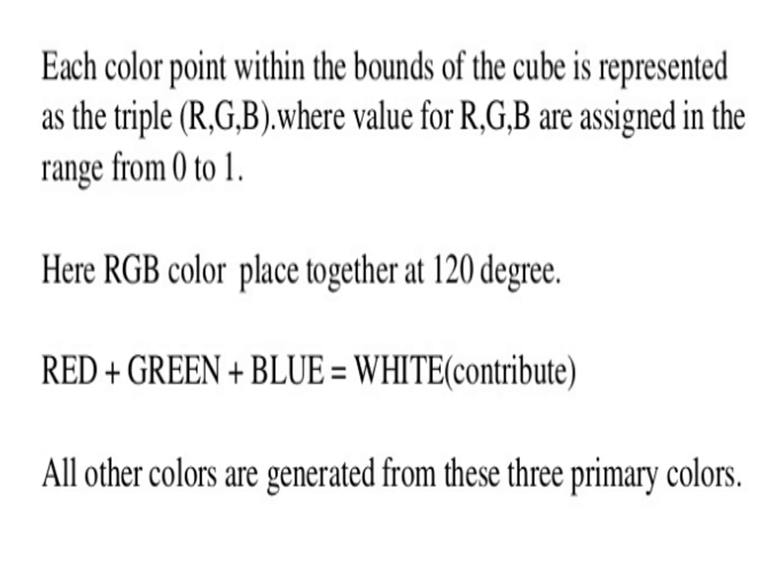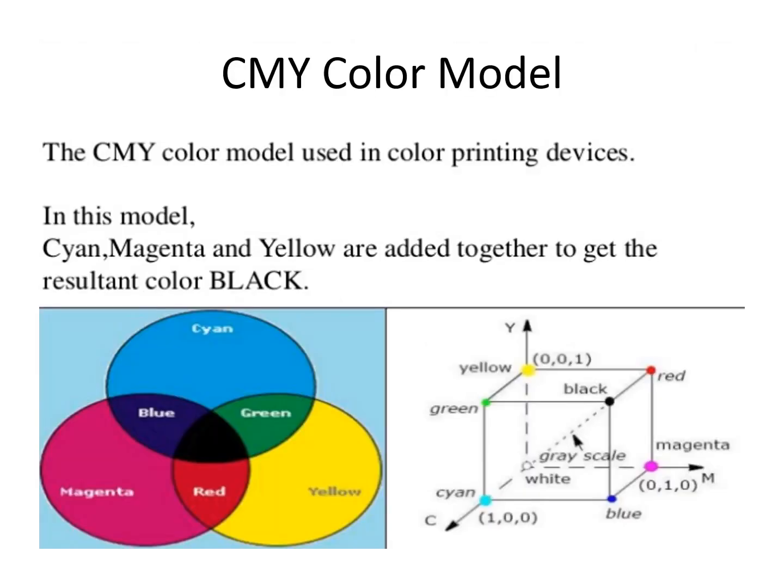So each color point within the bounds of the cube is represented as a triple and the values of RGB are assigned in the range of 0 to 1. So here RGB colors are placed together at 120 degrees as shown in the previous figure. Red, green, blue, finally we get white. All other colors are generated from these three primary colors.